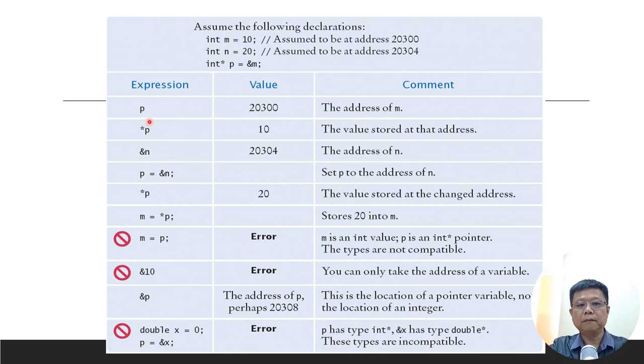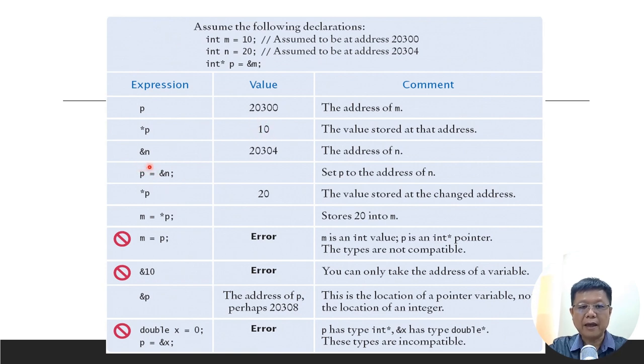p is a pointer. So when you print p itself, you are not printing the value it points to, but instead you will see the address. In our case, the pointer points to the address of m, and the variable m has address 20300. That's why when you print the pointer p, you will get this. But if you print *p, it refers to the value of the pointer, where our pointer refers to m, and m refers to 10. So the answer is 10.